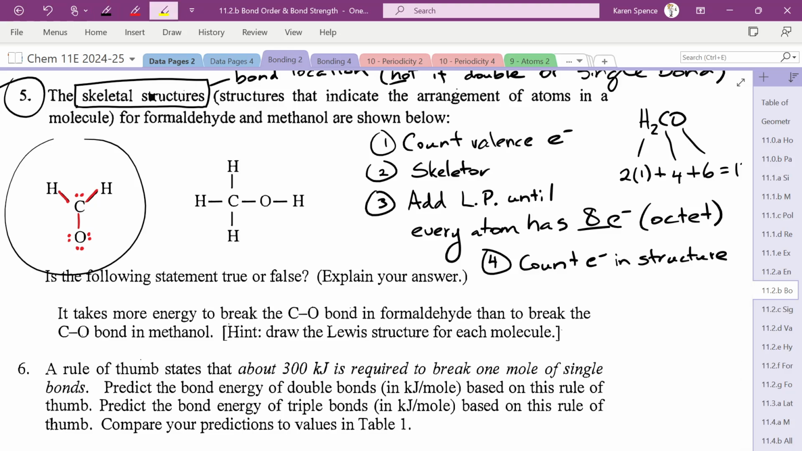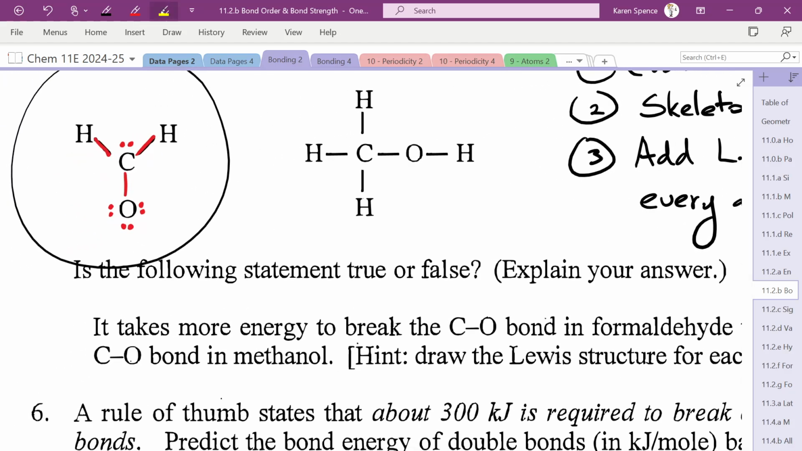So how many do we have? Every line counts for 2. Every set of dots counts for 2. So we have 2, 4, 6, 8, 10, 12, 14 electrons.